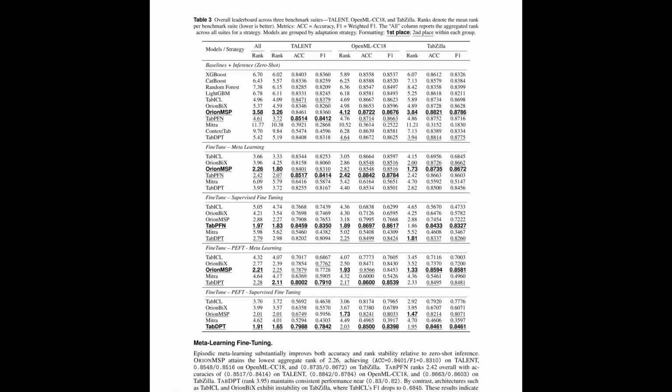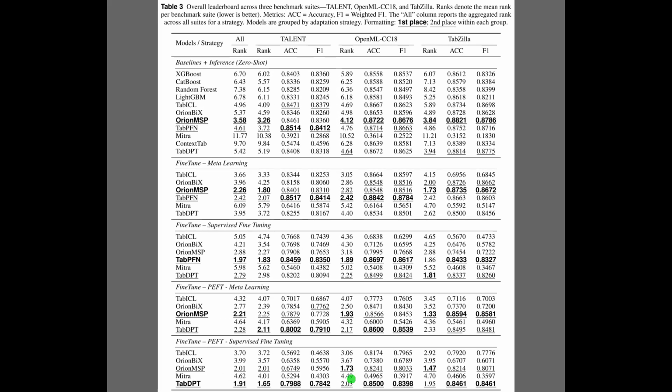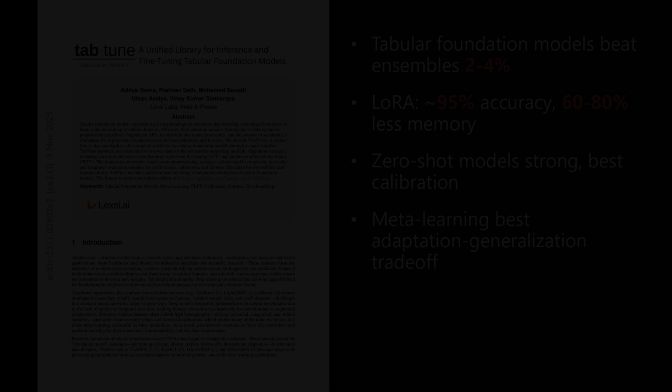Alright, Table 3 reports the overall leaderboard, so it compares models and adaptation strategies head-to-head across 3 benchmark suites. The key message is that pre-trained tabular models lead, which matters because they generalize without heavy task-specific training. In the zero-shot block, OrionMSP edged out strong accuracy while TabPFN stayed close. Supervised fine-tuning lifted TabPFN the most. At the bottom, the PEFT supervised section shows lightweight adapters retaining high scores with far lower cost.